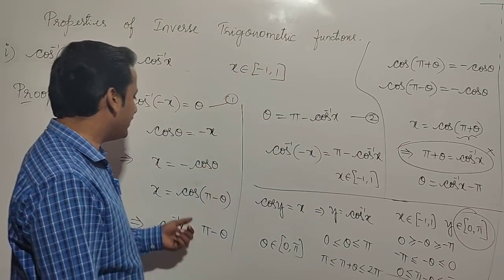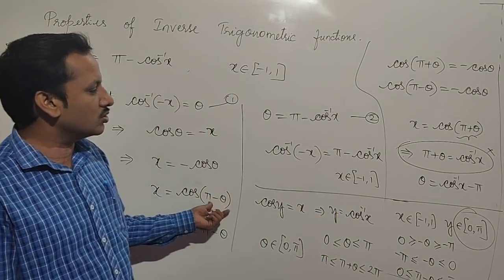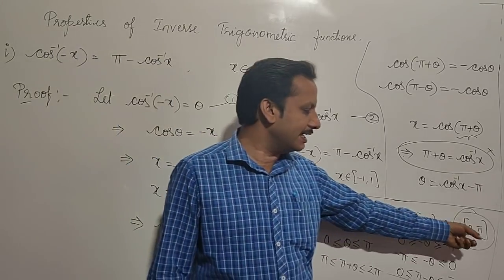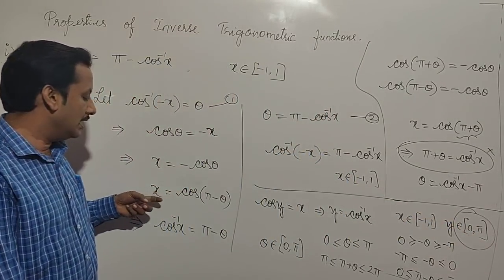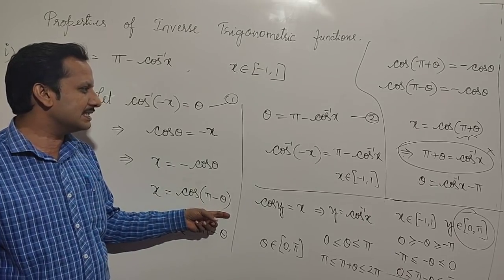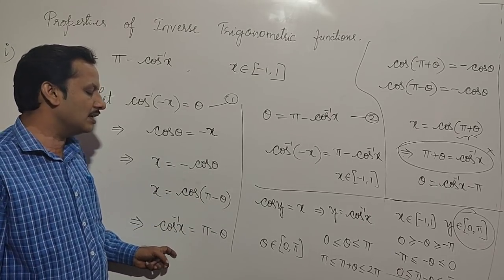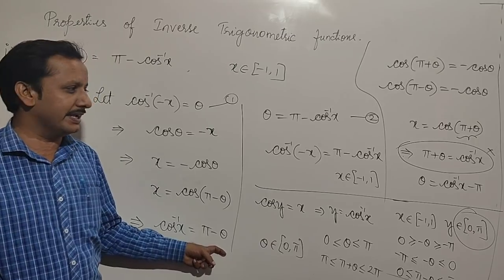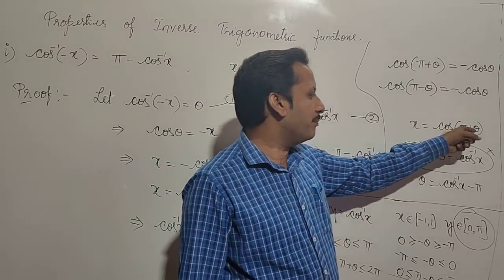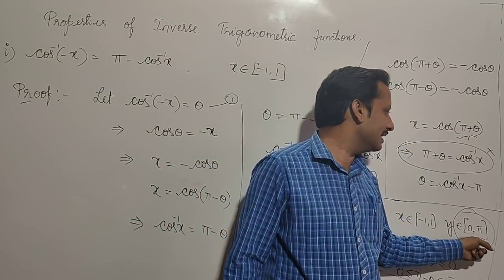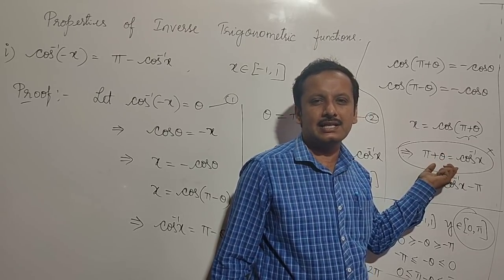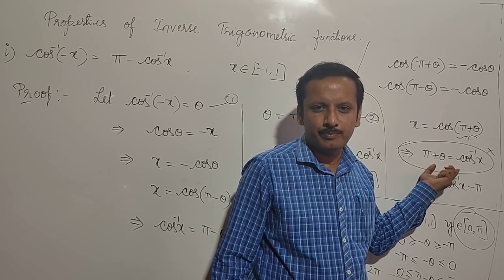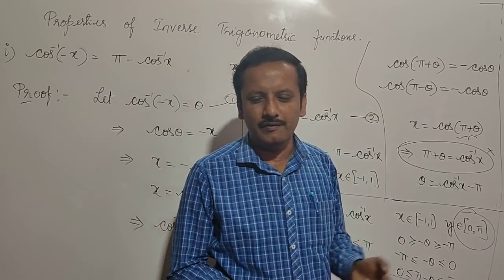So pi minus theta belongs to our desired interval, that is 0 to pi. Therefore x equal to cos of pi minus theta will imply that cos inverse x is equal to pi minus theta. Here pi plus theta does not lie in this interval, therefore we cannot write pi plus theta as cos inverse x. I hope you have understood.